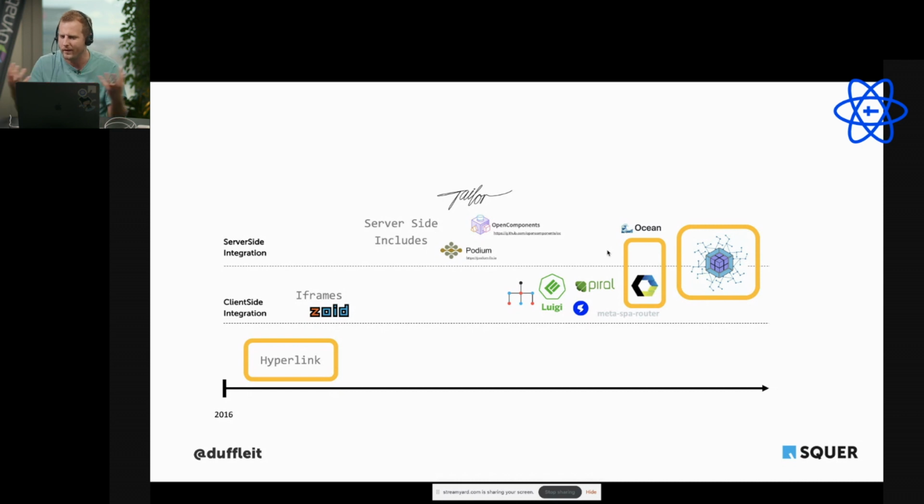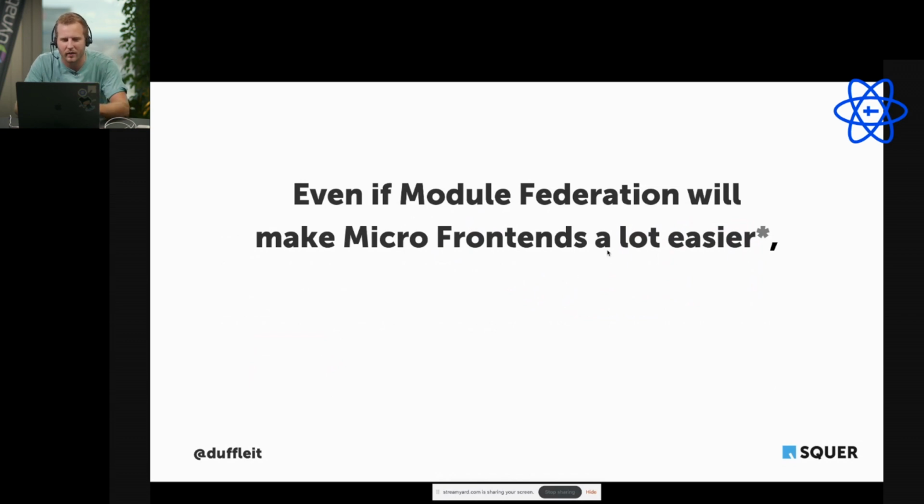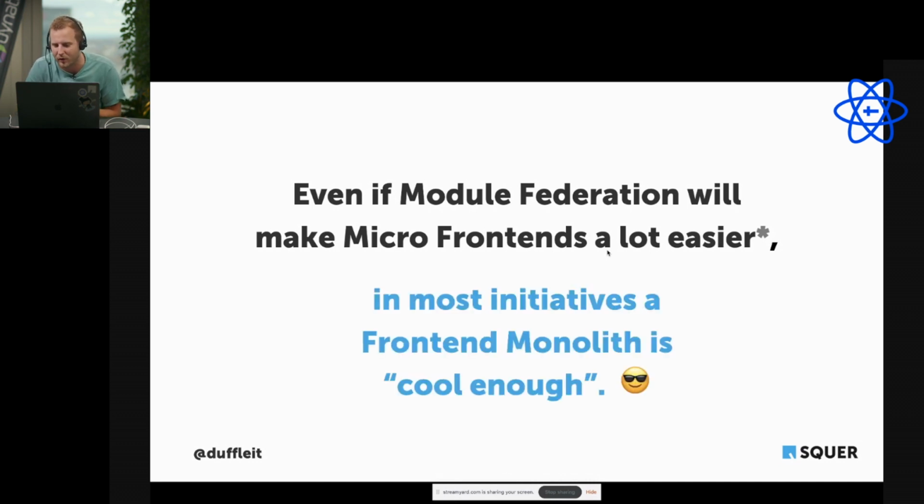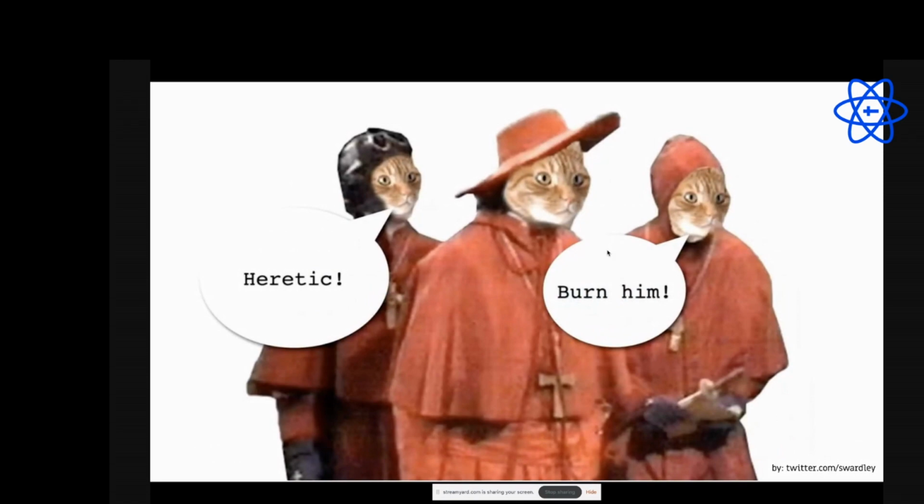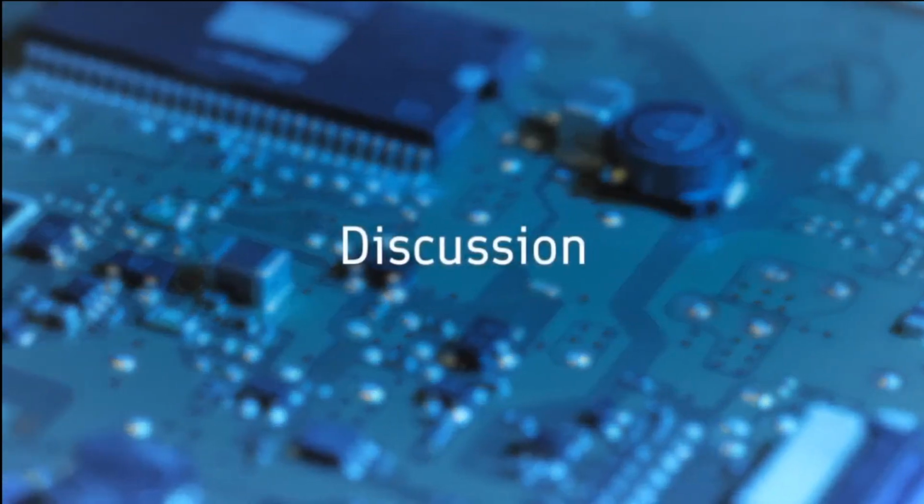So basically, we went in a direction where we can use very baked-in things in our tools and don't need big libraries or frameworks to build MicroFrontends. That's what is important for me to tell you. So that's me. I think this was basically it. Just one thing: even if module federation will make MicroFrontends a lot easier, or already does, in most initiatives the front-end monolith is still cool enough. That's important to mention, because I see so many clients just saying, we want to build MicroFrontends. Cool, that's me. Looking forward to your questions.